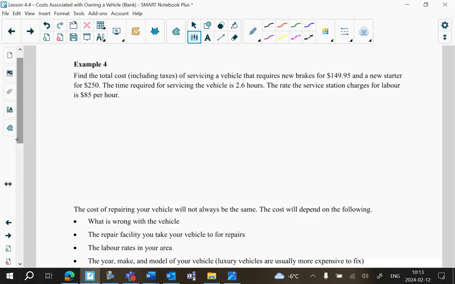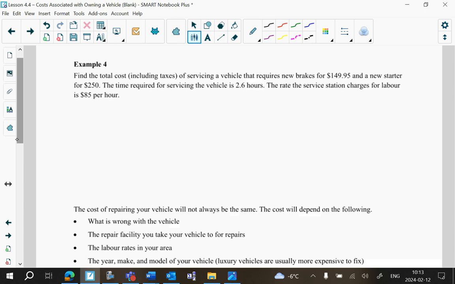Okay. So when you take it in and they give you the cost of the parts, don't base your final cost on that. You always want to make sure, so what's the labor? But they'll usually tell you.